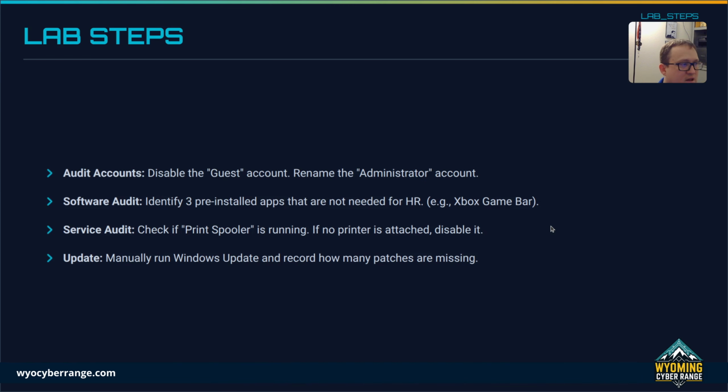So here are the steps I would recommend. How about we disable the guest account? Maybe we rename the administrator account to make it harder to guess. What about a software audit? What are three pre-installed apps that HR doesn't need that are already built into Windows Server 2022? Like Xbox Game Bar. I don't think they need that. What about a service audit? We talked about the print spooler, but are there others? And then updating. Manually run Windows Update, record how many patches are missing, and get them updated.